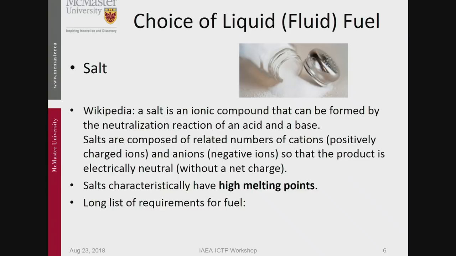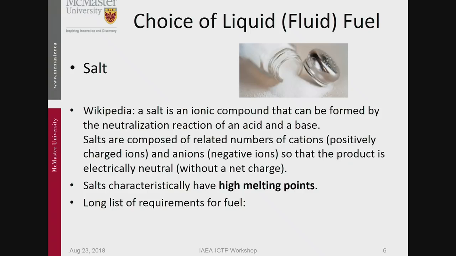So salt is an ionic compound that can be formed by the neutralization reaction of an acid and a base. Salts are composed of related numbers of cations and anions, negative ions, so that the product is electrically neutral. Of course it's neutral. And this comes from Wikipedia. I use Wikipedia a lot because it has a lot of good information. As long as you're not talking about politics or circumcision, it's probably correct information.